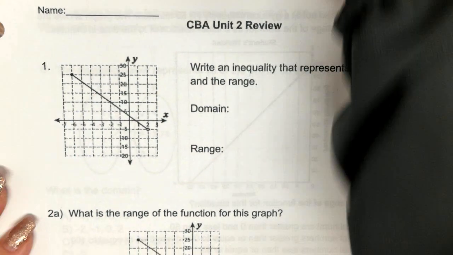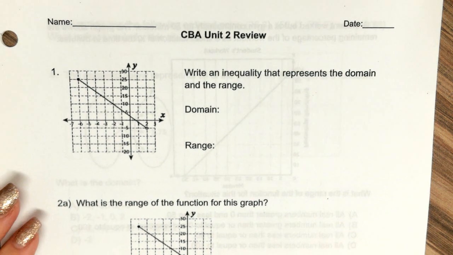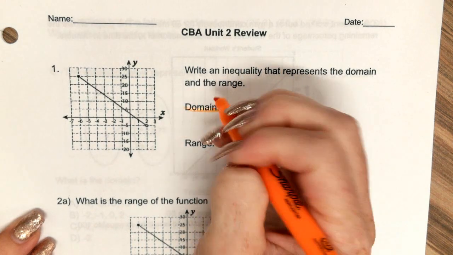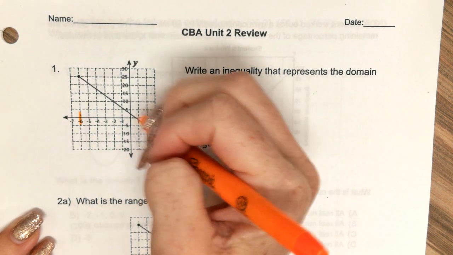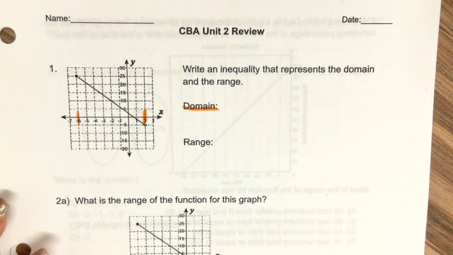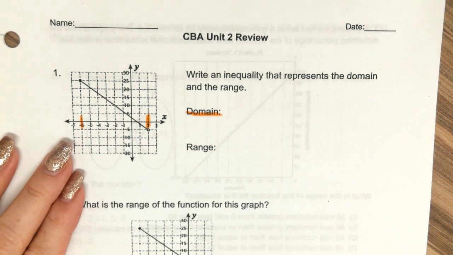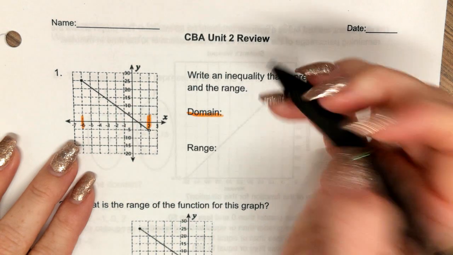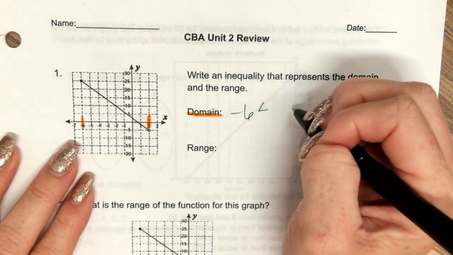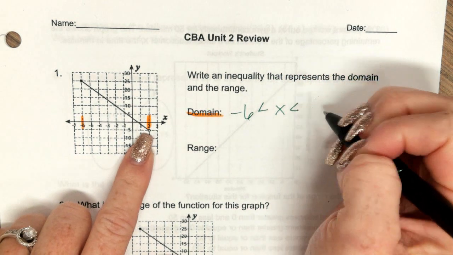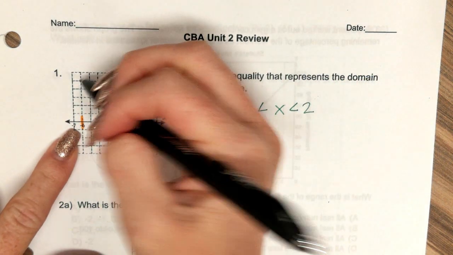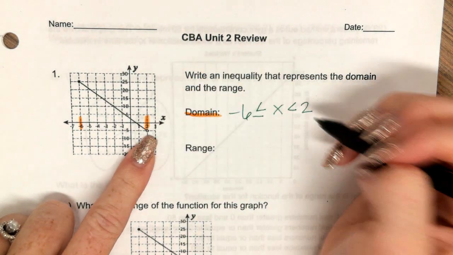So I'm starting on number 1. Write the domain. So for the domain, you're looking for the left value to the right value on the x-axis. So I'm drawing it different to see if this helps some of you. What is the most left value? -6. What is the most right value? +2. Can it be -6? Yes. Can it be +2?